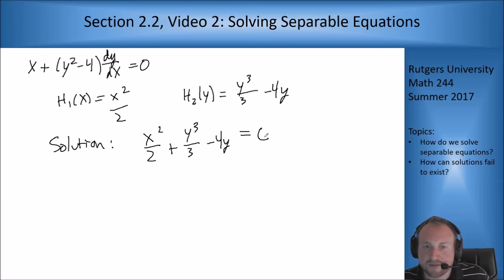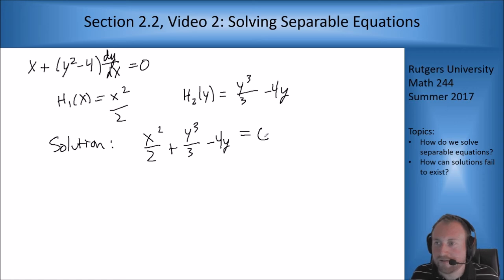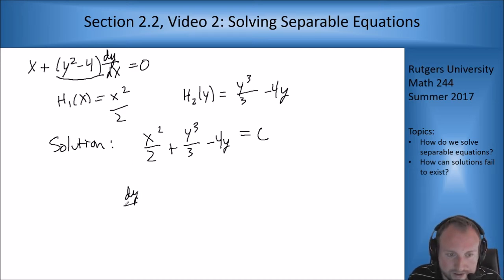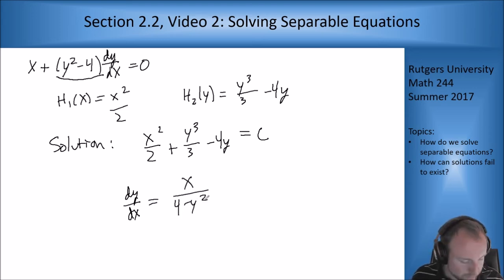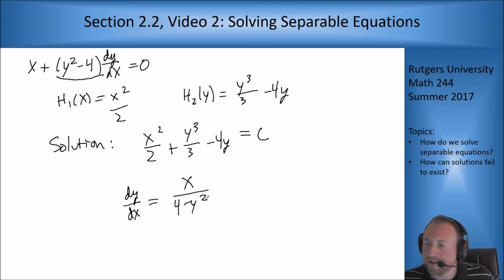Now, you would think this means that things can go on forever and there's no issue with it. However, there are problems where this term vanishes, right? Because if I were to solve for dy/dx, I would get dy/dx equals x over 4 minus y squared. Now that has a problem when y is plus or minus 2.